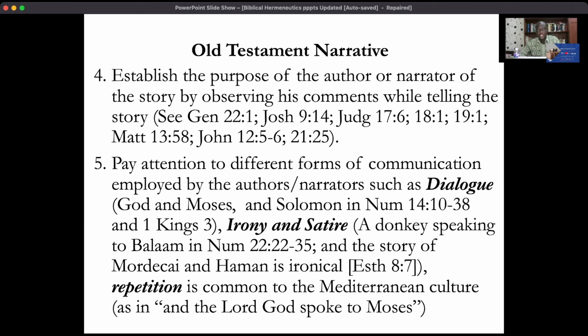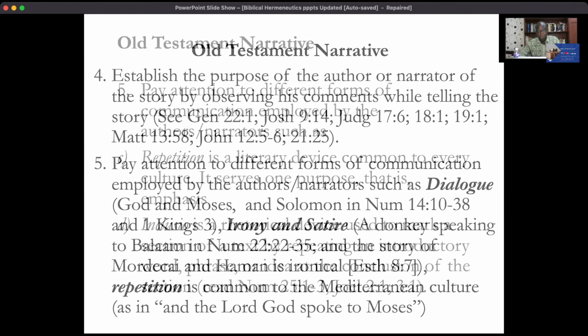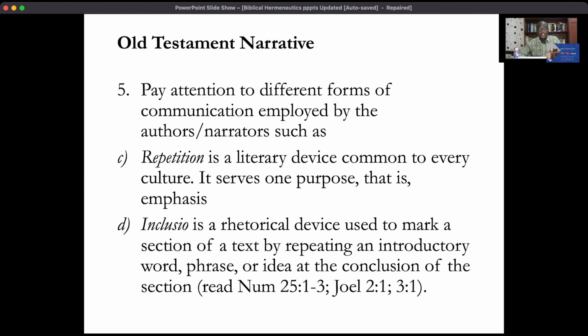We also have repetition, and repetition is part of the forms of communicating a story. So you see the authors repeating themselves regularly in their storytelling, and that was the culture of the Mediterranean people. So that is it. We're looking today at the next form of communication, and that is inclusio. An inclusio is a rhetorical device used to mark a section of a text by repeating an introductory word, phrase, or idea at the conclusion of the section.